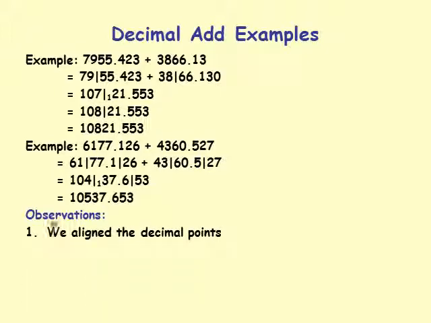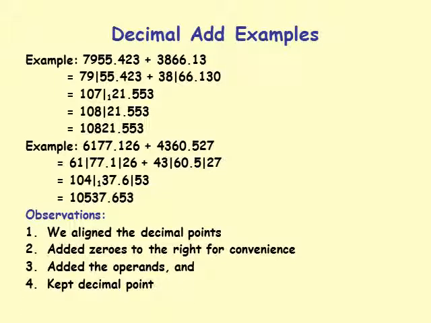Observations. We align the decimal points. So what we did is we align the decimal points here, and added zeros to the right for convenience. When the flags do not match, we add zeros to the right, and that's just for convenience. As soon as you align the decimal points, we basically have a matching flag.